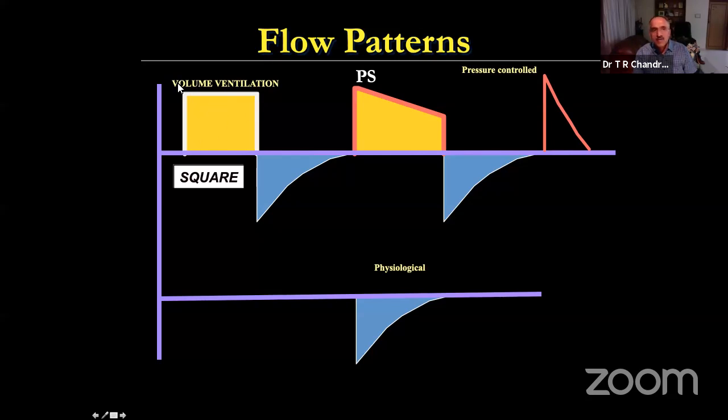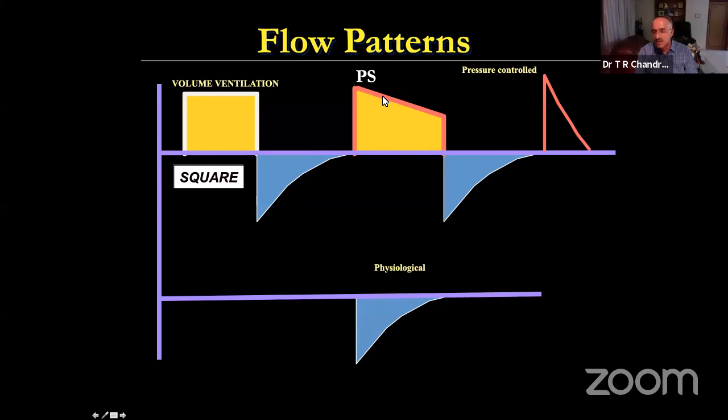A square wave always indicates volume ventilation. A decelerating flow is always a pressure mode. It may be pressure support or pressure control. And one more thing you have to notice here is the difference between pressure support and pressure control. This is a flow cycled one. It doesn't touch the baseline. If this is 100% flow, when it comes to 25% of the flow, it changes from inspiration to expiration. This is the only mode where the patient can start the breath and cycle the breath. This is pressure control. The difference is it touches the baseline and then the expiration starts because it is time cycled. So it has to touch the baseline.